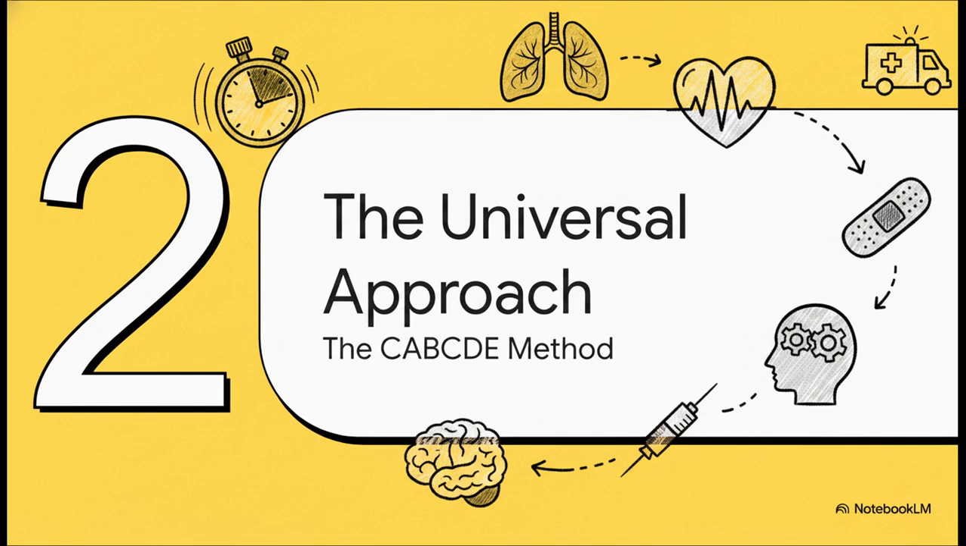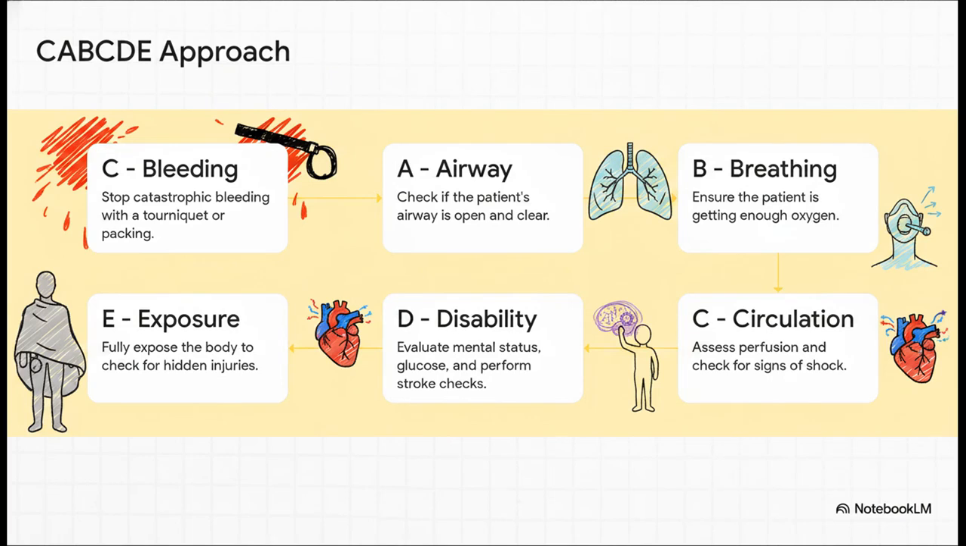Moving on to Section 2, the universal approach, specifically the CABCDE method. You see, before a paramedic even thinks about diagnosing a specific problem, they run through a universal checklist that has to be done in the first 5 minutes, no exceptions. Enter the CABCDE approach. It's a primary survey that practically forces the brain to prioritize immediately life-threatening issues in a really strict logical sequence. First up, stop catastrophic bleeding.